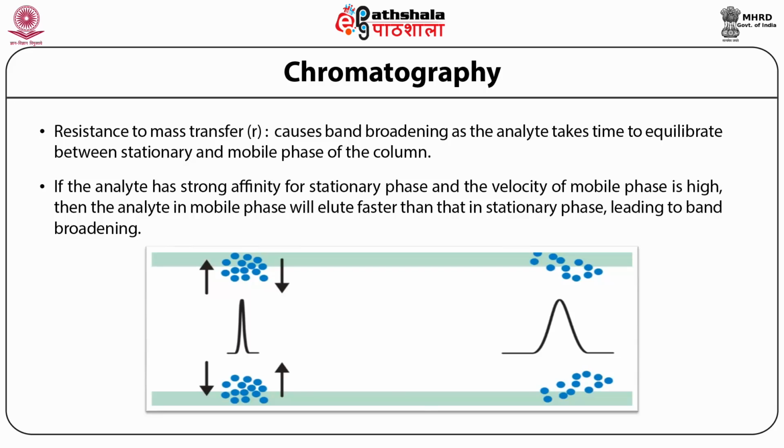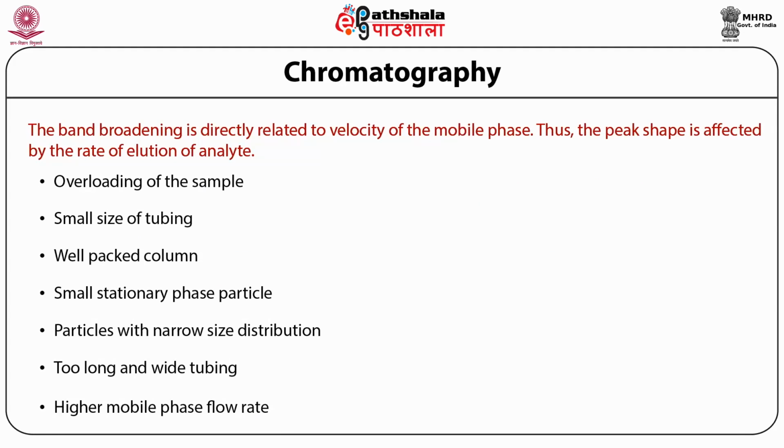The third factor which affects band broadening is resistance to mass transfer. The analyte takes time to equilibrate between stationary and mobile phase of the column. If the analyte has strong affinity for the stationary phase and the velocity of mobile phase is high, then the analyte in the mobile phase will elute faster than that in the stationary phase, and this can lead to band broadening. The band broadening is directly related to the velocity of mobile phase. Thus, the peak shape is affected by the rate of elution of the analyte.